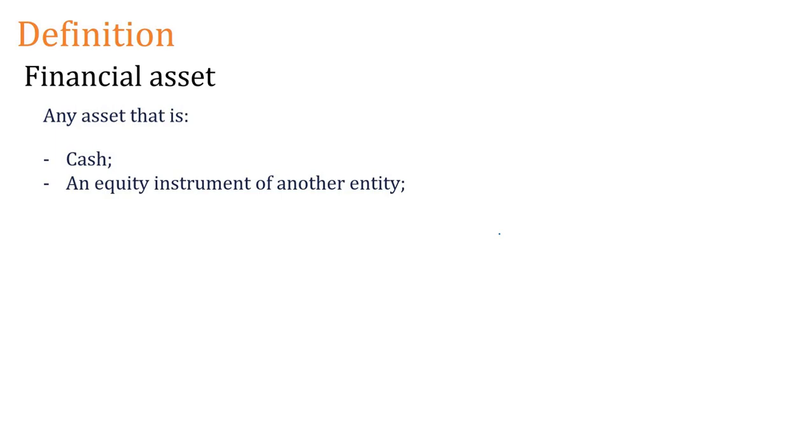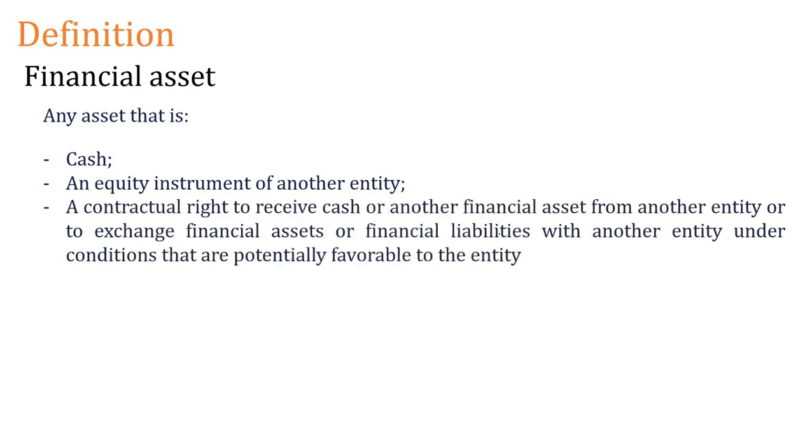The second one is a contractual right to receive cash or another financial asset from another entity, or to exchange financial assets or financial liabilities with another entity under conditions that are potentially favorable to the entity. Okay, the third definition is a little bit complicated. For the time being, we'll learn half and learn the balance part a little later, right? Look at this. It says a contractual right to receive cash or another financial asset from another entity.